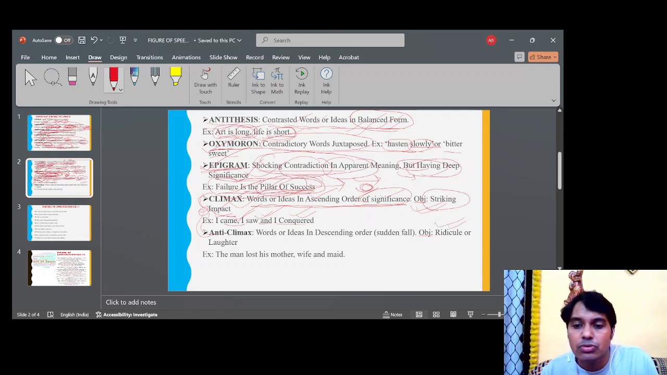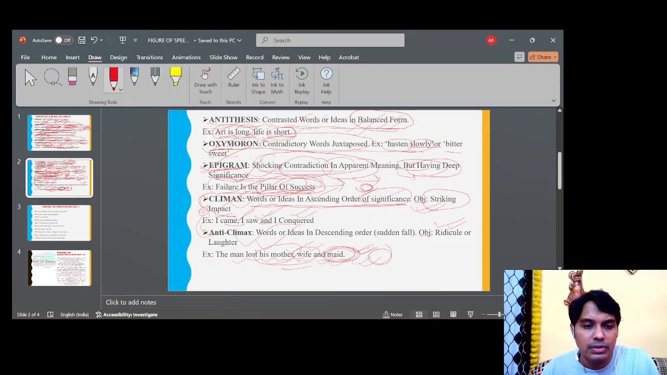Now anticlimax is often used to ridicule or to create laughter. See here the example, the man lost his mother. একজন তার মাকে হারাচ্ছে, তারপরেই ওয়াইফ, তারপরে মেড। তাহলে এই অর্ডারটা দেখো। Of course, its objective is to create laughter, to ridicule. Why? Because mother and wife lost, this is the order, then maid. So this order of course has been delivered to create laughter or to ridicule. So that's why it is anticlimax.